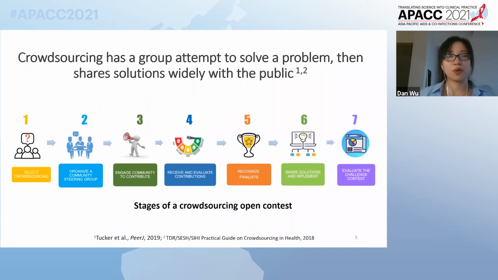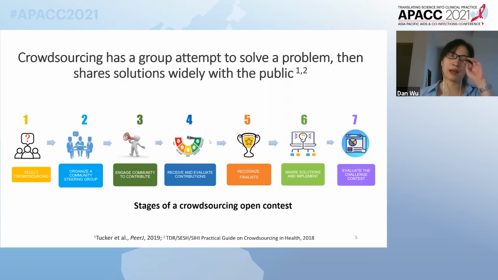And what is crowdsourcing? Basically, crowdsourcing means having a group solve a problem together and then share the optimal solutions widely with the public. There are very different formats of crowdsourcing activities, but in this session, I will just focus on the most commonly used crowdsourcing activity, which is the open contest. Previously, our open contests were often organized in a hybrid format, with both online and in-person activities. But because of COVID, we shifted most of our crowdsourcing activities online. It doesn't change much in the overall stages of a crowdsourcing open contest.